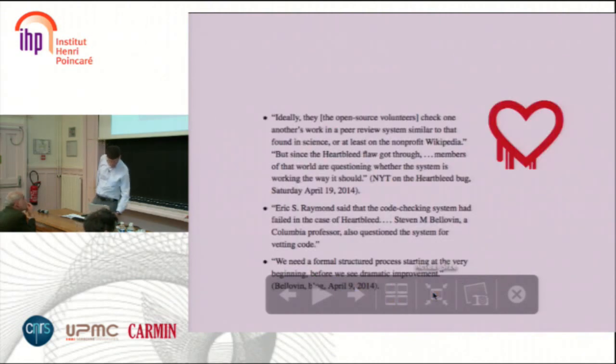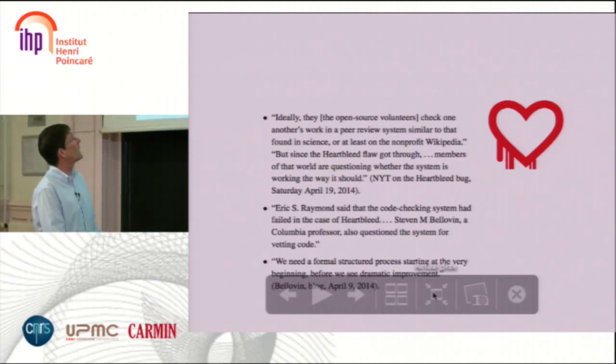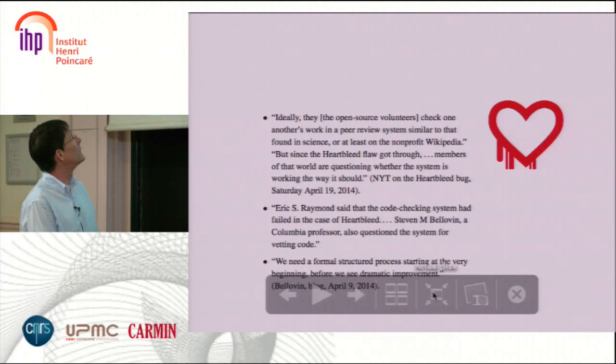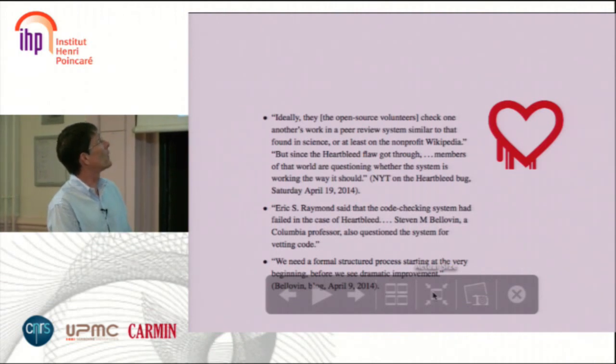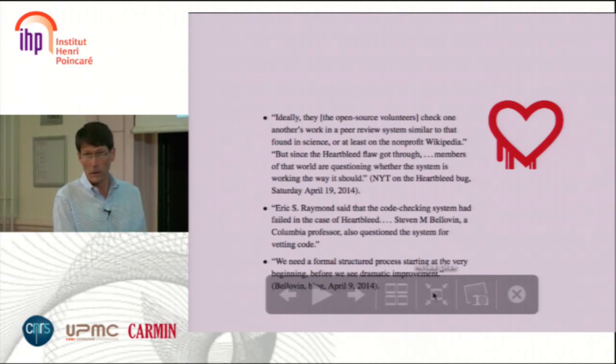Let me just quote from the New York Times this weekend, business section, first page. "Ideally, the open source volunteers check one another's work in a peer review system similar to what is found in science." So we've been talking today about the peer review system in mathematics, or at least in the nonprofit Wikipedia. Well, that's a pretty low standard. "But since the Heartbleed flaw got through, members of that world are questioning whether the system is working the way it should." And again in the article, Raymond said the code-checking system had failed in the case of Heartbleed. Belivan, a Columbia professor, also questioned the system for vetting code.